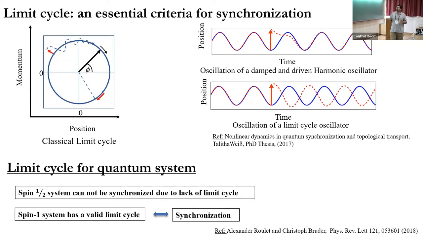Now, recently, Alexander Roulet and Christoph Bruder, in 2018, showed that in the case of quantum systems, a spin-half system cannot be synchronized due to the lack of a limit cycle. But the next one up, the spin-one system, has a valid limit cycle, and we can synchronize a spin-one system with an external source.